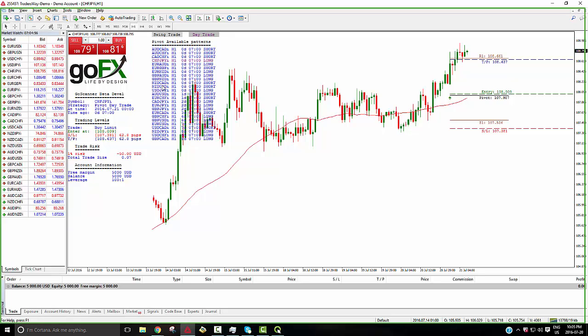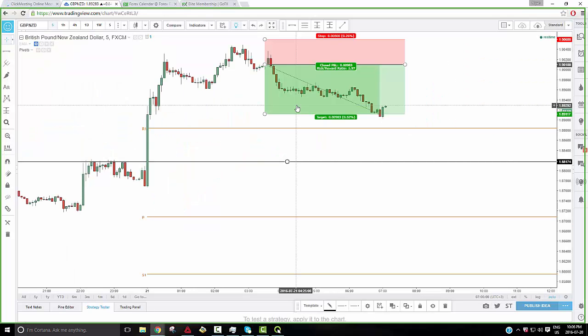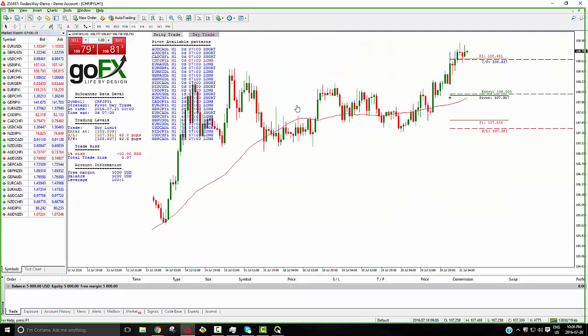So anything else that you guys wanted to take a look at? Anything over the charts before we wrap it up for the night? The last trade, which one were we talking about? This one here?